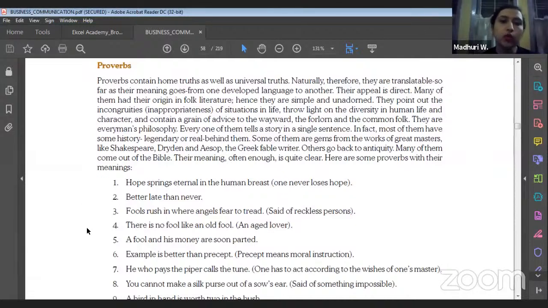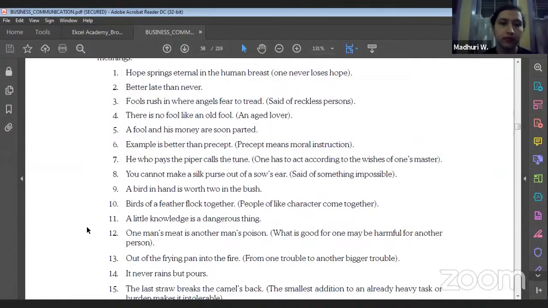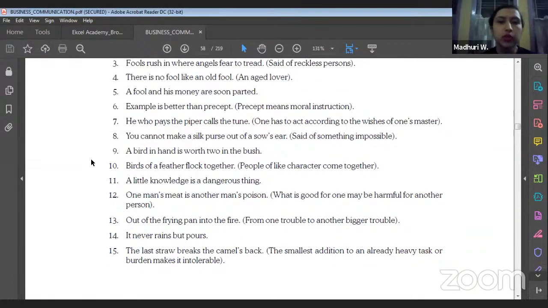Again, there is no fool like an old fool. Fools rush in where angels fear to tread. A bird in hand is worth two in the bush. Birds of a feather flock together. This means that people of like character generally come together. A little knowledge is a dangerous thing. One man's meat is another man's poison. Out of the frying pan into the fire. It never rains but pours. The last straw breaks the camel's back. Right? All of these, for example, are proverbs.